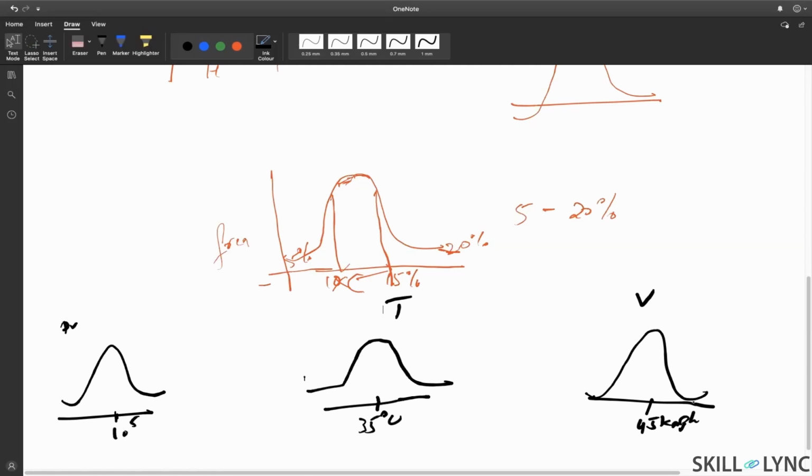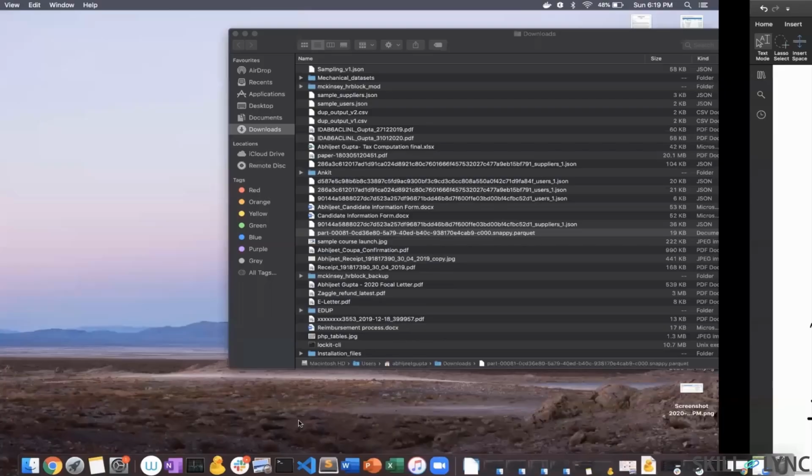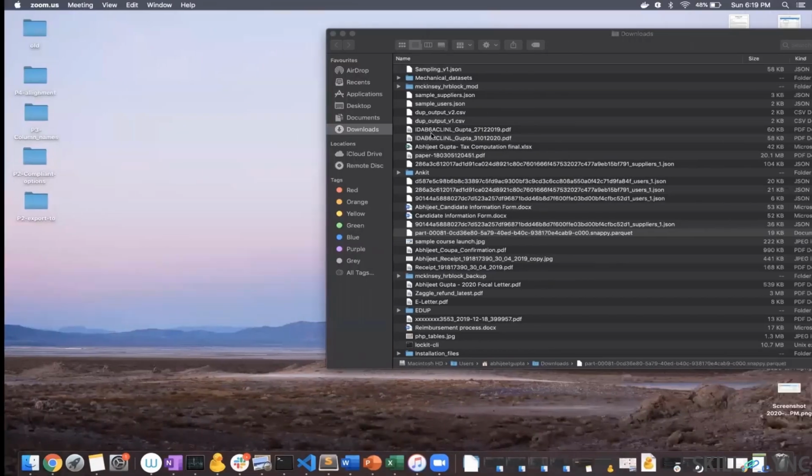But the most important thing is the scale is different, right? So how would you compare? And if I want to bring all these three curves, say this curve, and this curve, and this curve, into one curve, will it be possible for me? No, right? It will not be possible, right?